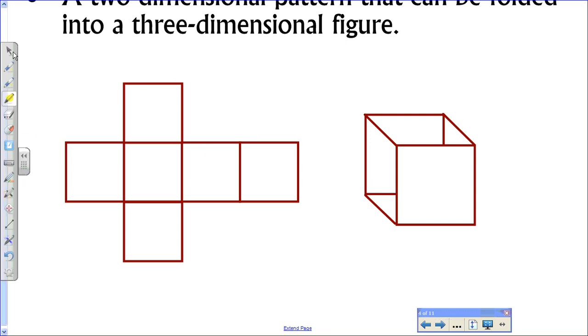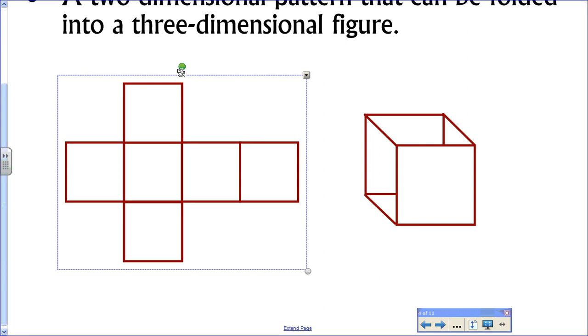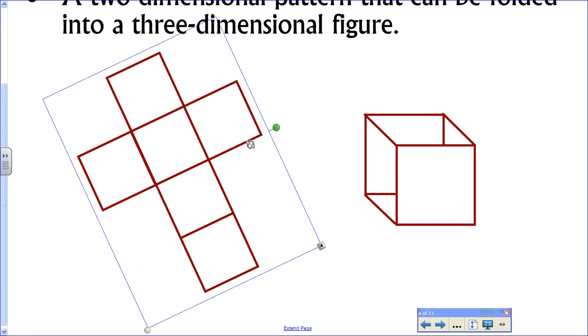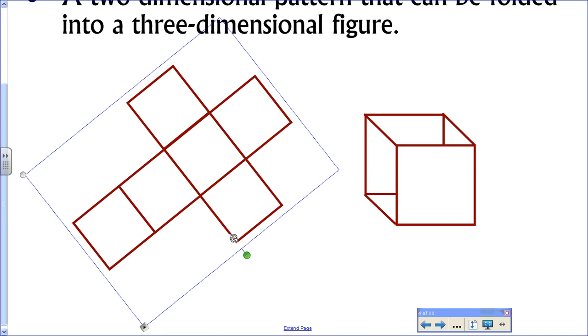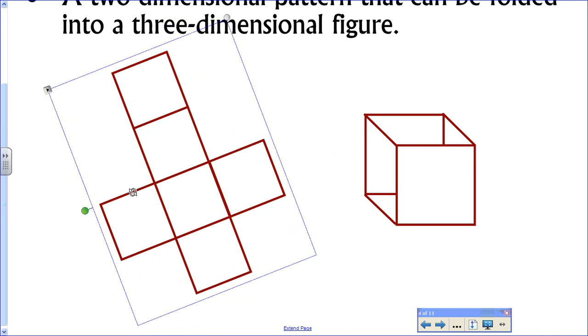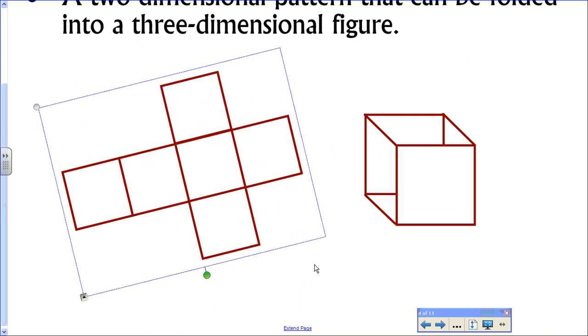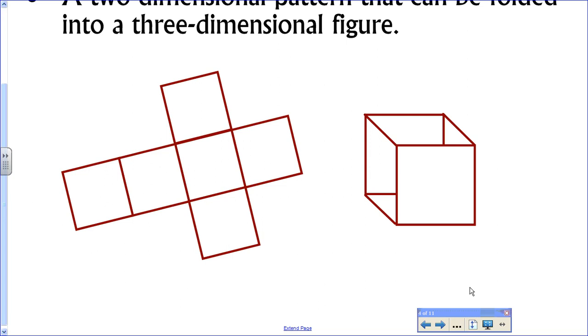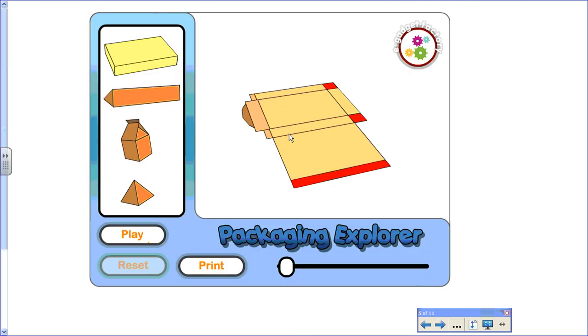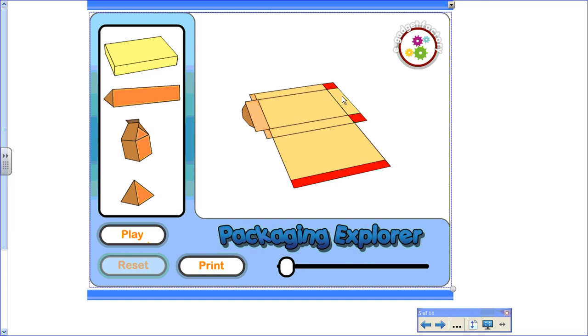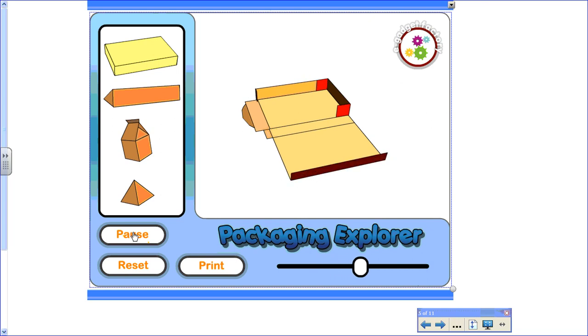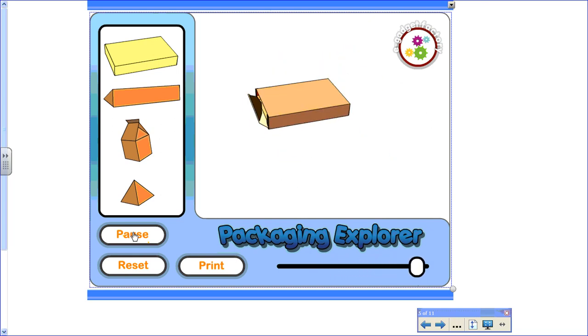Now we could rotate this net around and it will still create the same three-dimensional figure. So we can manipulate it to make it look a little different. So there are many different ways to draw the same net for a three-dimensional figure. Here we have a net for a rectangular prism. In this case, it's for a package, so they created little tabs. In a normal net, we wouldn't have the tabs. But here you'll see how when you fold up the net, it forms the rectangular prism.